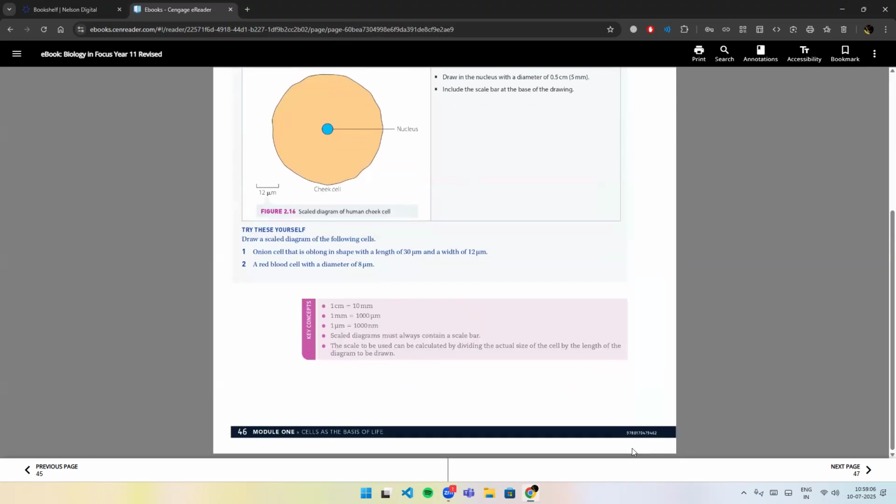Key concepts. 1 centimeter is equal to 10 mm and 1 mm is equal to 1000 micrometers. 1 micrometer is equal to 1000 nanometers. Scaled diagrams must always contain a scale bar. The scale can be calculated by dividing the actual size of the cell by the length of the diagram to be drawn.